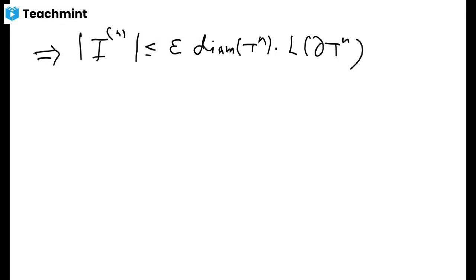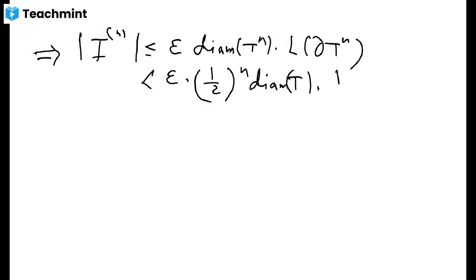But we have a beautiful relation between the diameter of the nth triangle Tn and the diameter of the triangle T. What is that? It is less than epsilon times 1 by 2 to the power n times the diameter of T, and similarly for length, 1 by 2 to the power n times the length of the boundary of T.